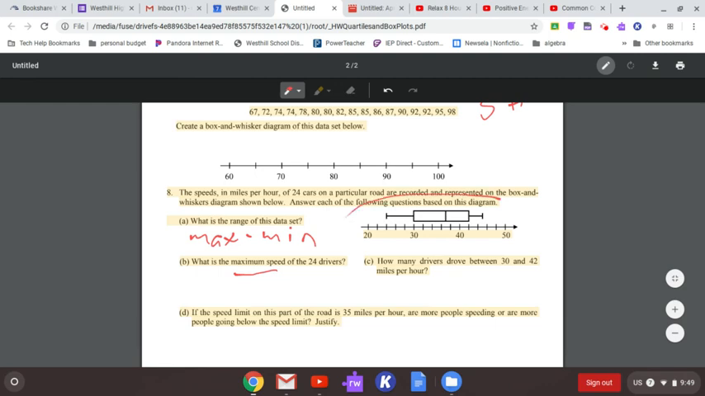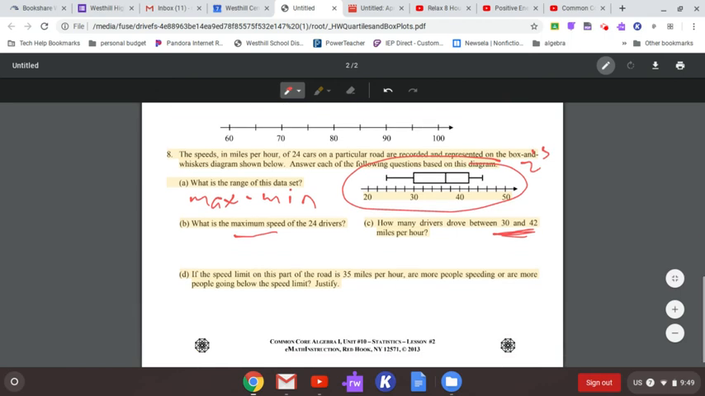Looking at this chart, how many drivers drove between 30 and 42? Again, we're just going to look at the chart. Now this is counting by 2s, so make sure you know that. And then letter D, if the speed limit on the road is 35, are more people speeding, or are more people below the speed limit? You just have to go to the plot, find 35, which would be right here in the middle, and figure out whether more people are going above or below the speed limit.